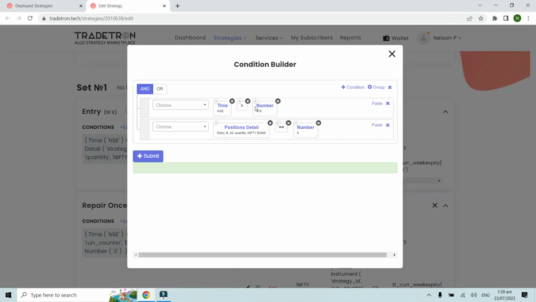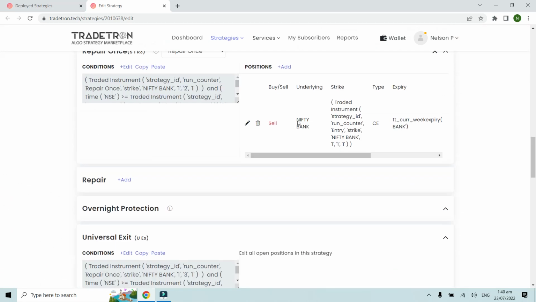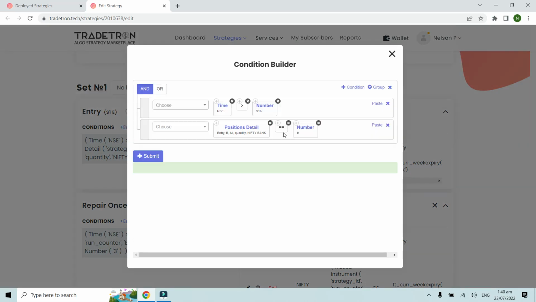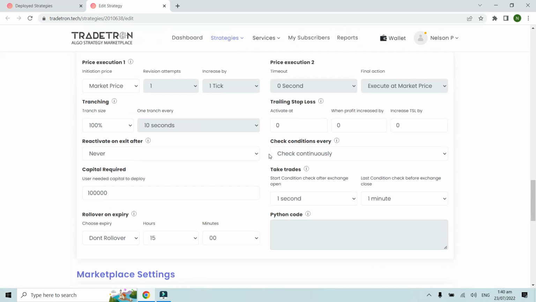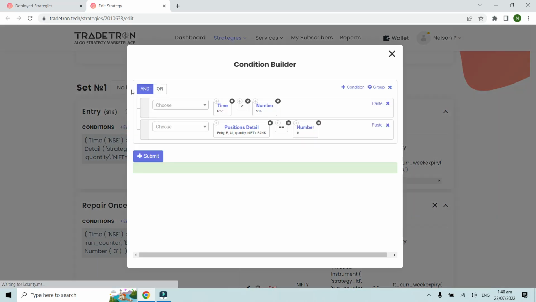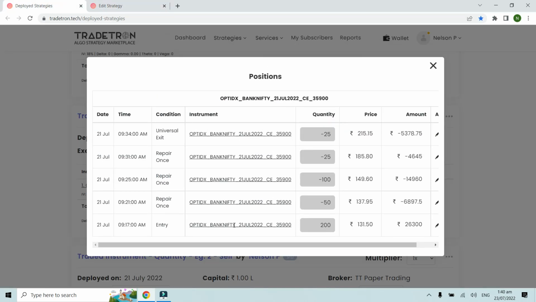So we have put the condition that after 9:16 or 9:17, it should check continuously. Over here it has taken the trade at, suppose, 9:17. After that, it bought 200 quantity, that is 8 lots. For Bank Nifty options, 1 lot is 25, so 4 lots is 100, and 8 lots is 200. So it bought 8 lots at that time.